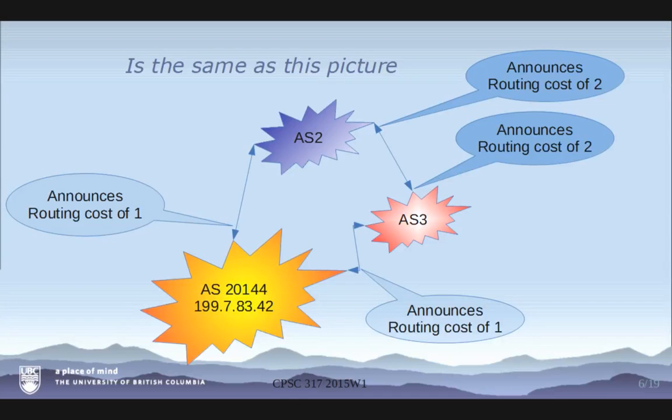So 199.783.42, that's a root name server. Yeah. And the machine that's unique connecting to it is a mirror of that, or? No, you mean this one here? Yeah. No, that's just, okay.